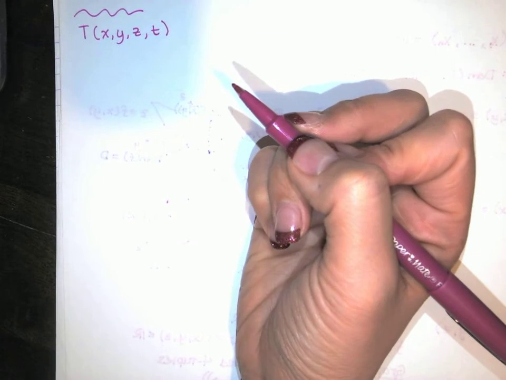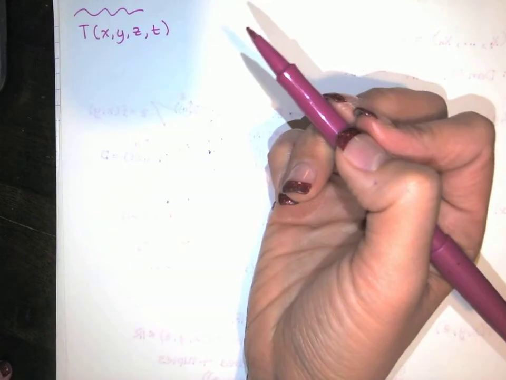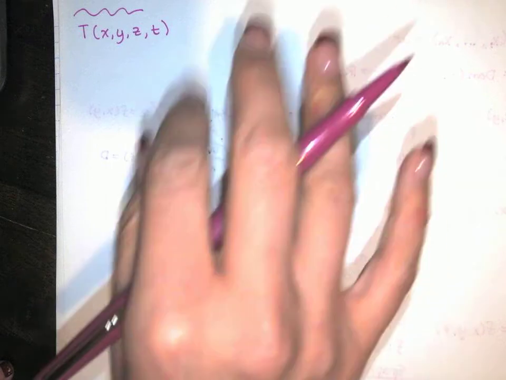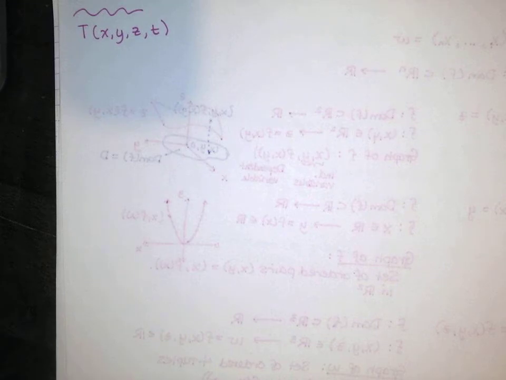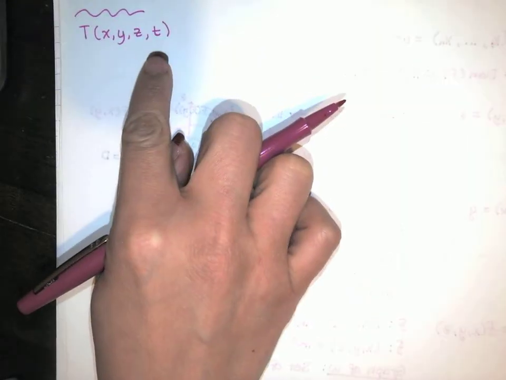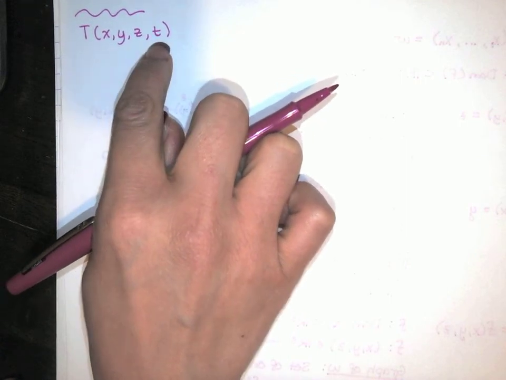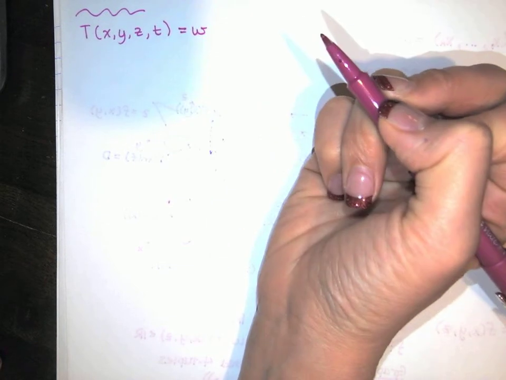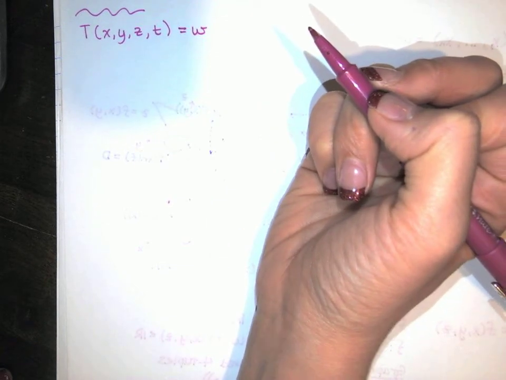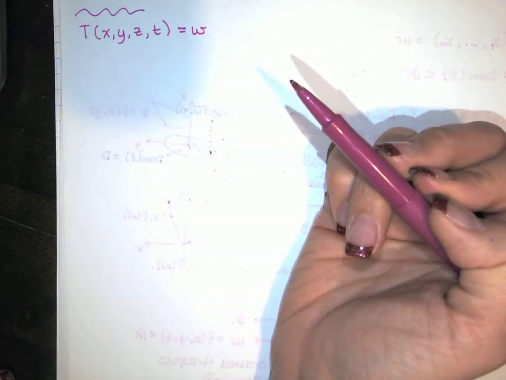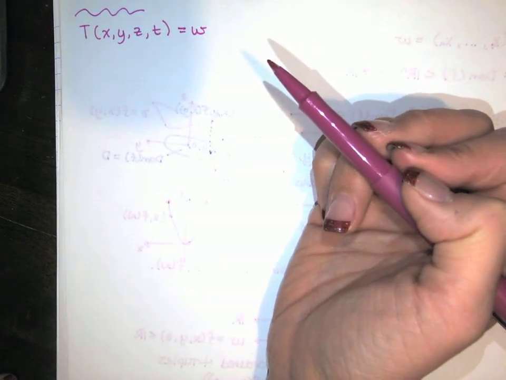So maybe the temperature in some room depends on the 3 spatial coordinates. So we want to go so far in the x direction, so far in the y direction, and then up and down so far in the z direction. But then maybe the temperature also depends on time. Maybe that temperature is different at different times at that particular location. So this might be our function, and the output temperature we might call W, just to have another letter to represent that variable.